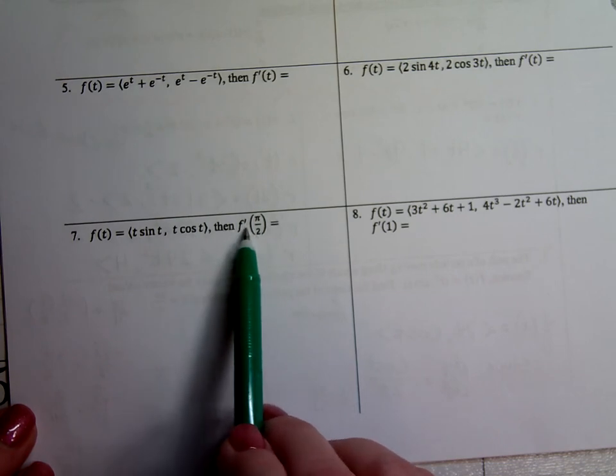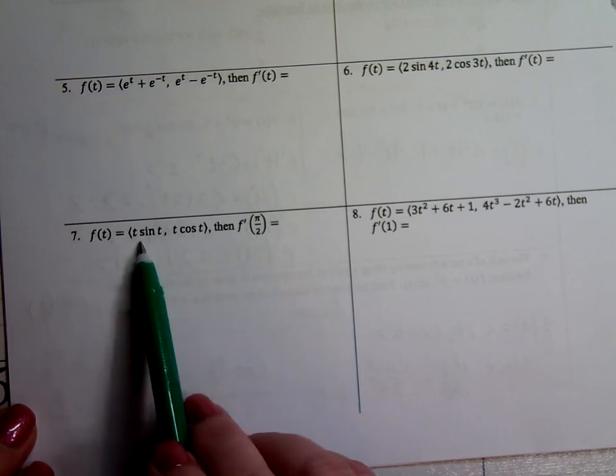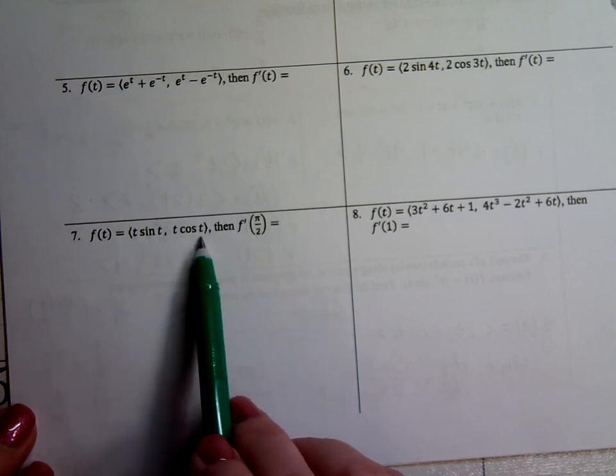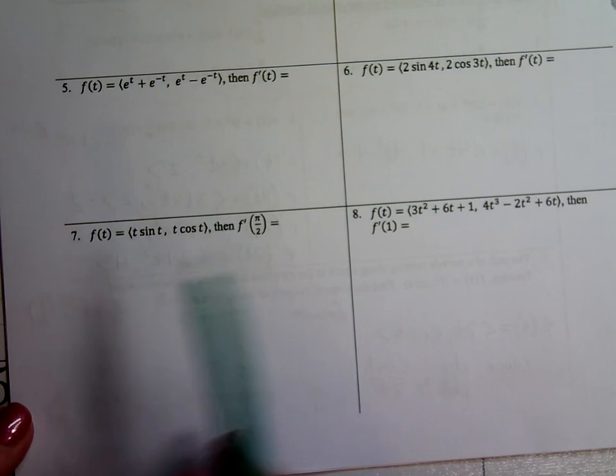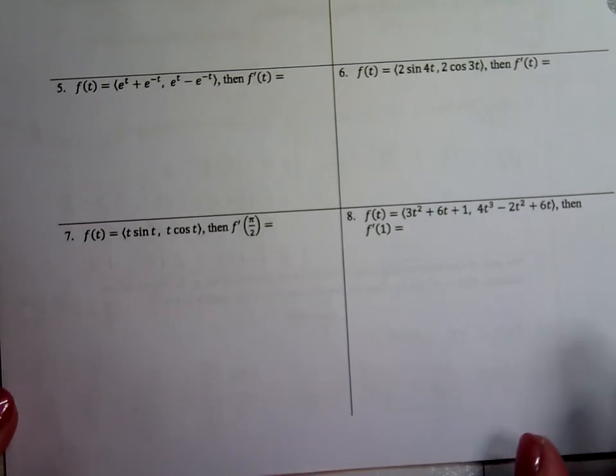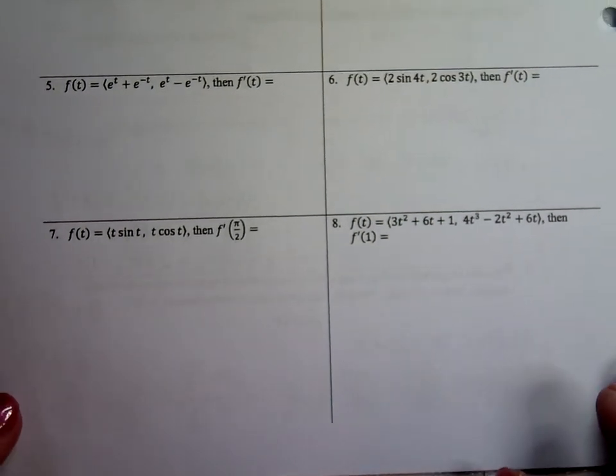And so in the midst of this, here's my t sine of t, t cosine of t, and here's the problem. And hopefully your red lights are going off. Do you notice that that's a product rule? T sine of t.